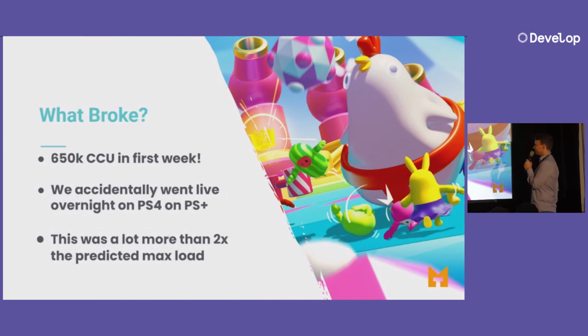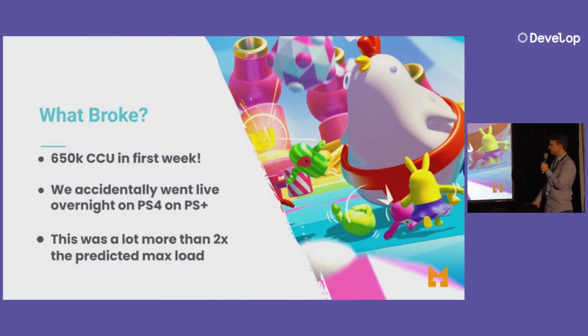Unfortunately, we kind of broke everything. We hit 650K CCU in the first week. So that's one day. That's exponentially higher than we were expecting and even stress tested. We accidentally went live overnight on PS Plus while everybody was asleep. So that wasn't great. Everyone got pinged, and it also meant people were bleary-eyed and rolling on. We were a very small team of about 8 people at the time, and even fewer on Fall Guys itself, because we had, as I mentioned, Gears Up and other titles running at that time. So that wasn't great. And yeah, this was a lot more than 2x the predicted load.